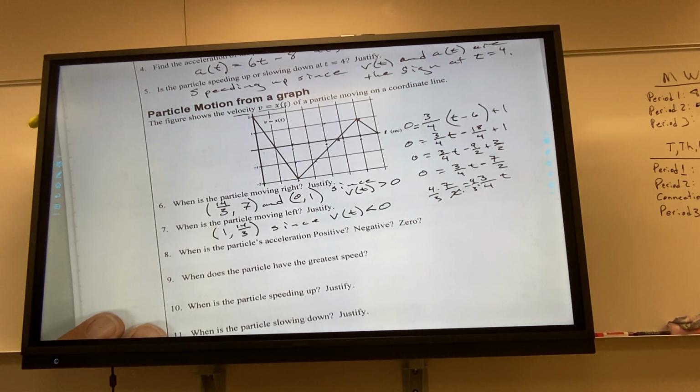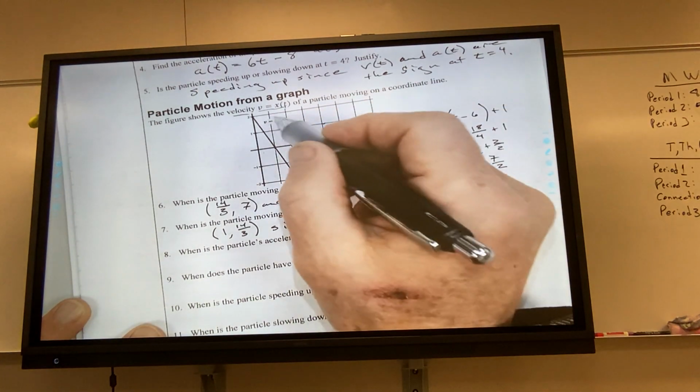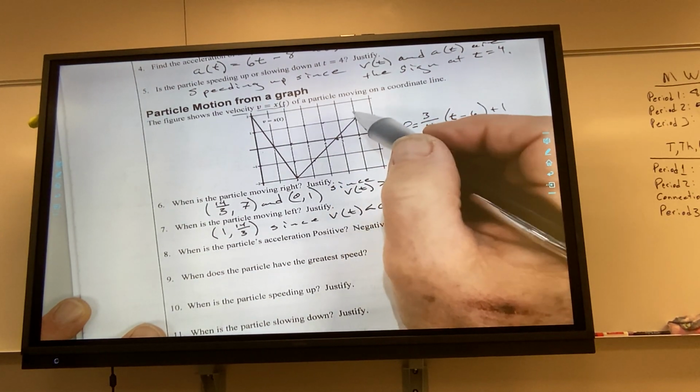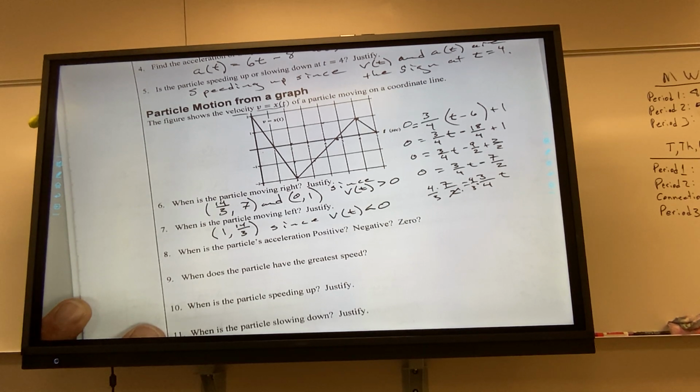Okay, on that? Okay, when is the particle's acceleration positive? Austin, do you have any idea when it's positive? The acceleration. This is a velocity graph, correct? And what's the relationship between acceleration and velocity? Isn't it just the derivative again? It's the derivative, correct? It's the slope of these lines, correct? Yep, because this is a line here.